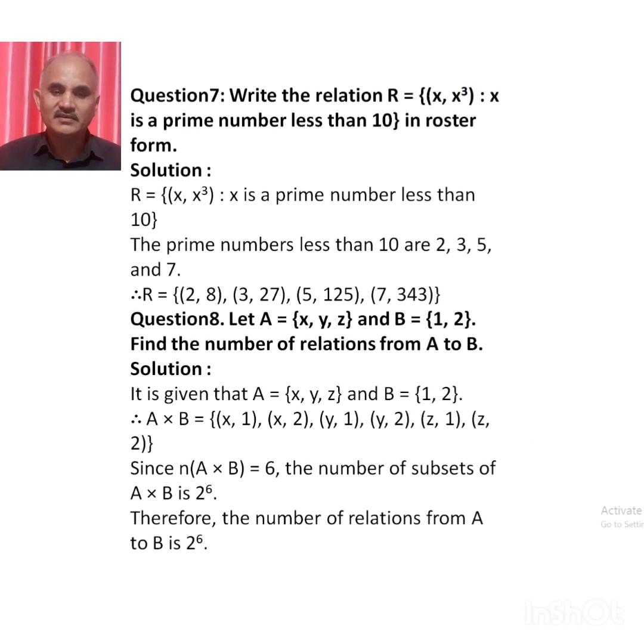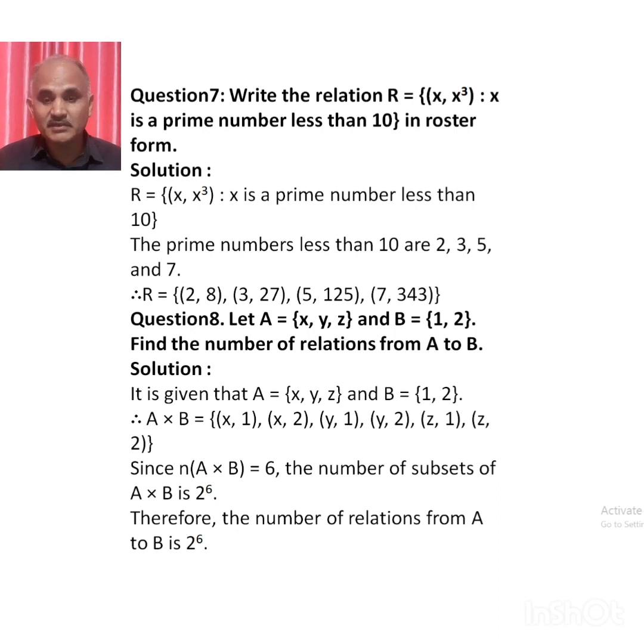Question number 7. Children, please try to understand this and get each and every point I am delivering to you. Write the relation here. R is equal to (x, x cube). It is actually x raised to the power 3, not x3, where x is a prime number less than 10. Prime numbers less than 10 are 2, 3, 5 and 7.